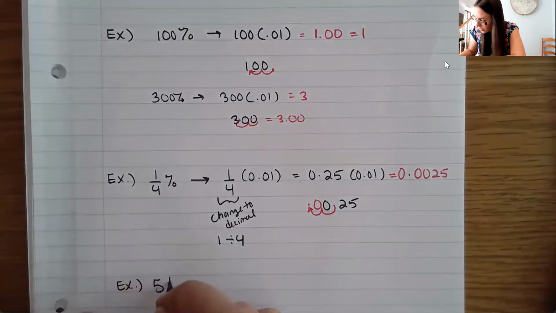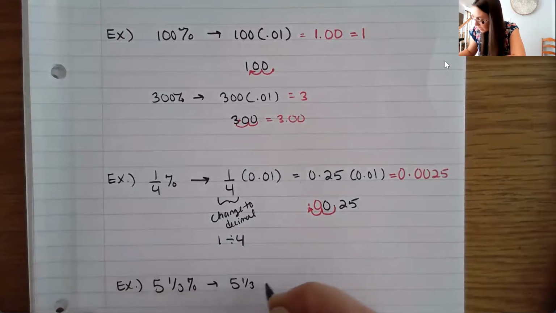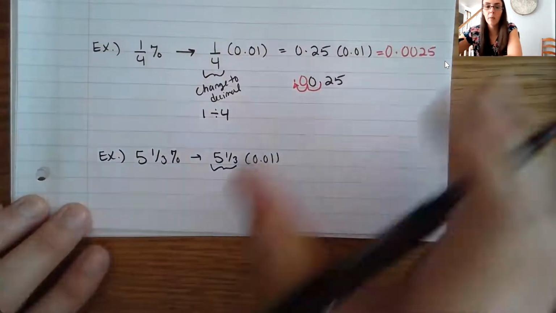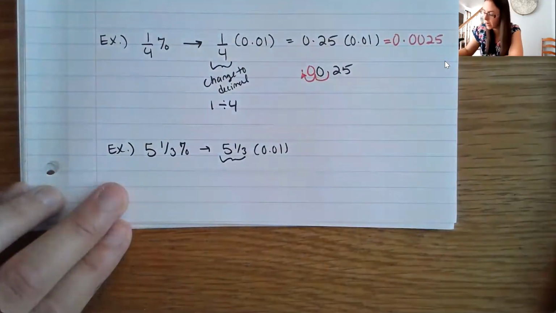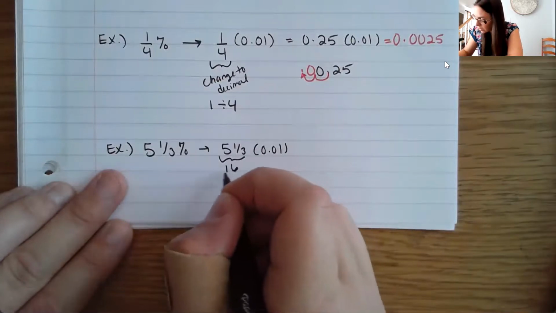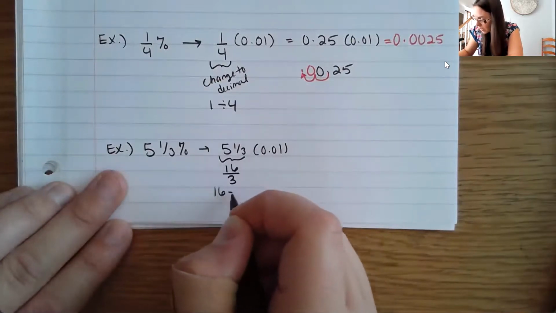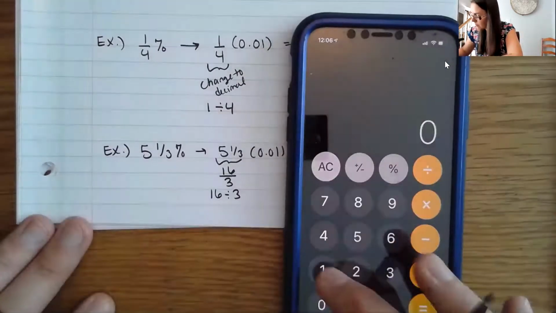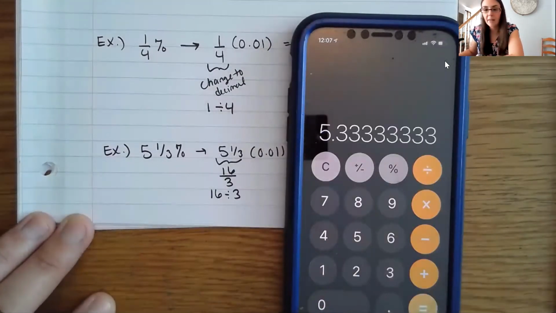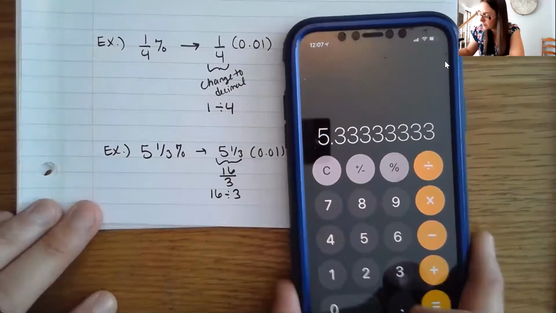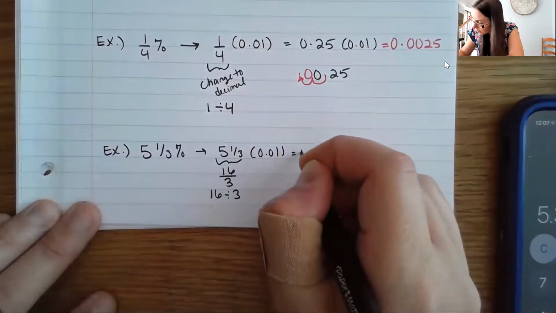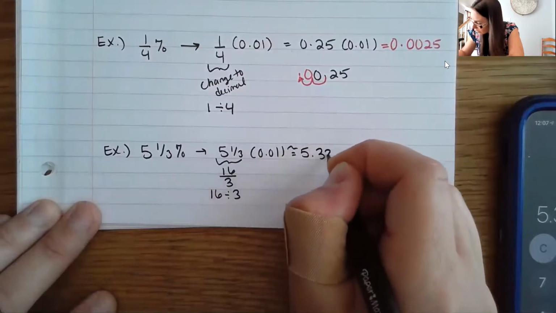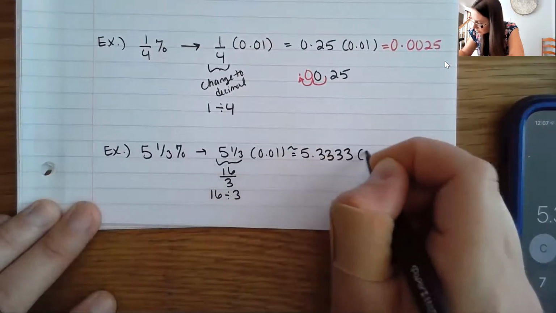So we did 5 1/3% before. So let's do that again. 5 1/3 times 0.01. And if I change this over, maybe what we change it to first is an improper fraction. So this would be 16/3, and then I would do 16 divided by 3 on my calculator. So when I do that, I get 5.33333 repeating, right? So this becomes about 5.3333. I'll just use 4 decimal places.